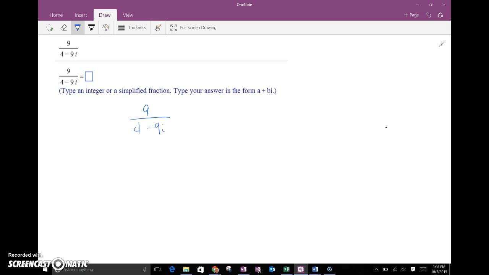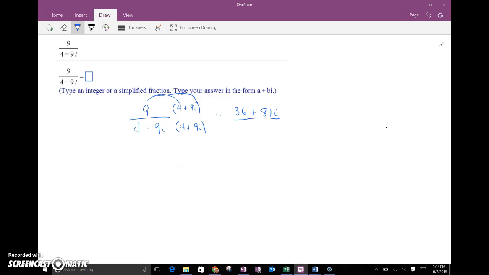4 minus 9i on the bottom, so this is 9 divided by 4 minus 9i. Remember, to divide complex numbers, we're going to multiply the denominator by its conjugate. We're doing that so we can get rid of the imaginary part on the bottom, but if we do that on the bottom, we've also got to do that on the top of the fraction. So now, we're going to distribute in the numerator. So 4 times 9 is 36, and then 9 times 9i is going to be an 81i on the top.